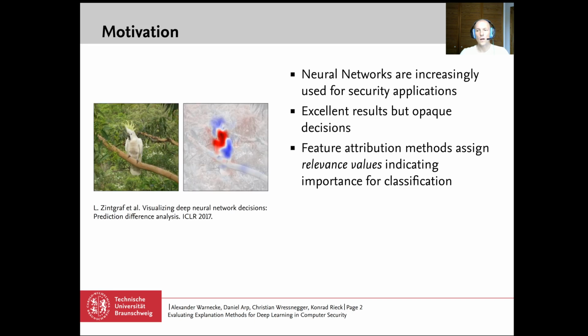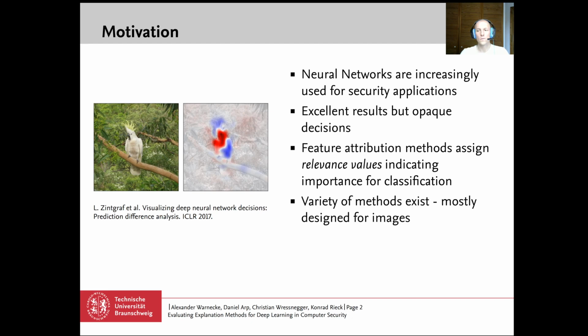In recent years, a remedy occurred by so-called feature attribution methods. These methods assign relevance values to features indicating their importance for the classification. In this example on the left side, we can see that the head of this bird was important for a deep neural network to classify the image correctly as a kakadu.